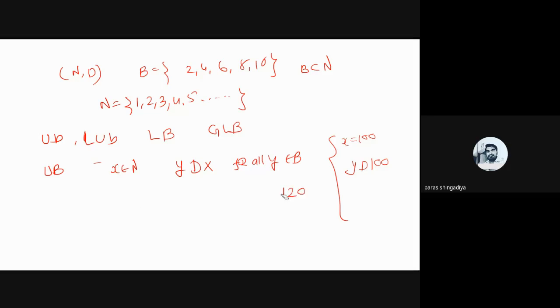Consider here x equal to 120, okay, x equal to 120 and check for y divides 120. Now replace one by one the values of y: 2, 4, 6, 8 and 10. Clear? First replace 2, then after that 4, then 6, 8 and 10.